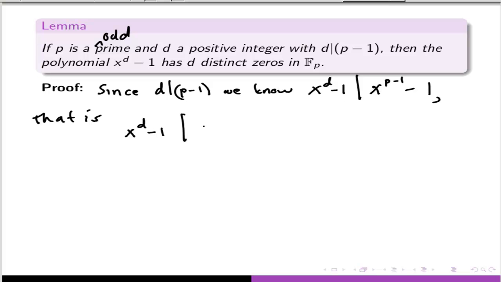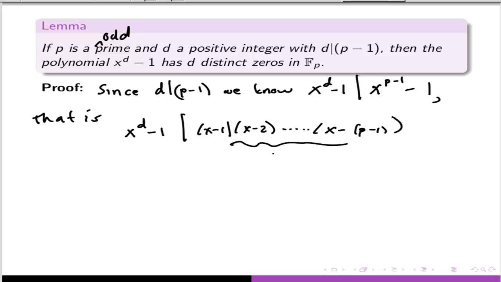It's a divisor of x minus 1 times x minus 2 times x minus P minus 1. And these are all distinct factors here. And since x to the D minus 1 is a divisor of this, it must be comprised of D of these distinct linear factors.